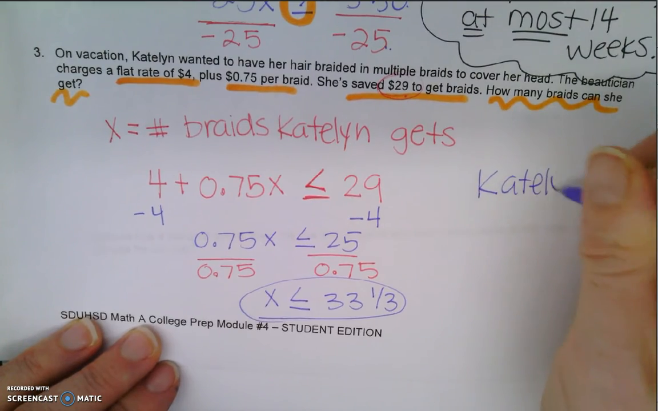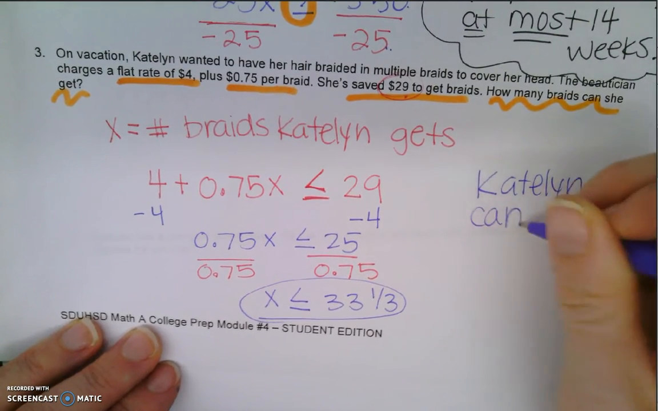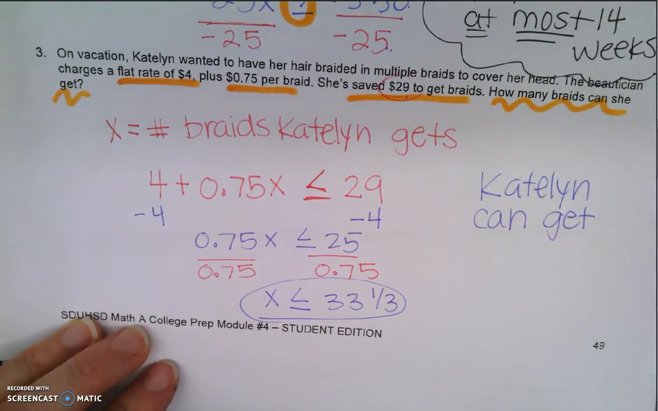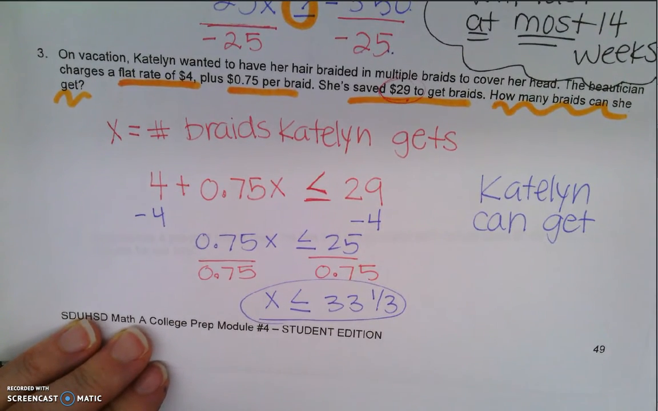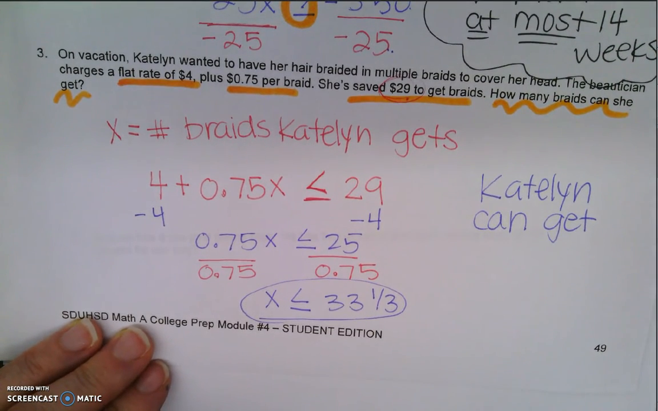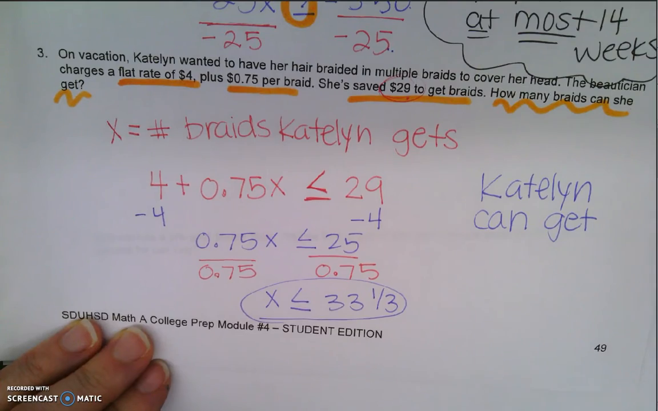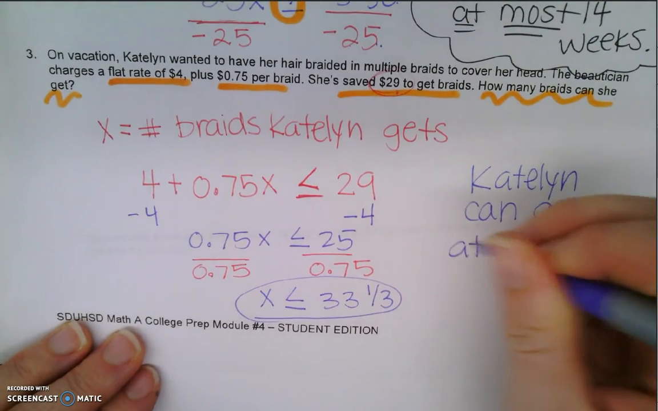Caitlin can get, well, we're talking about braids. Can you get 1/3 of a braid? Are they really just going to braid that much? No, they are not. So she can get, at most, 33 braids.